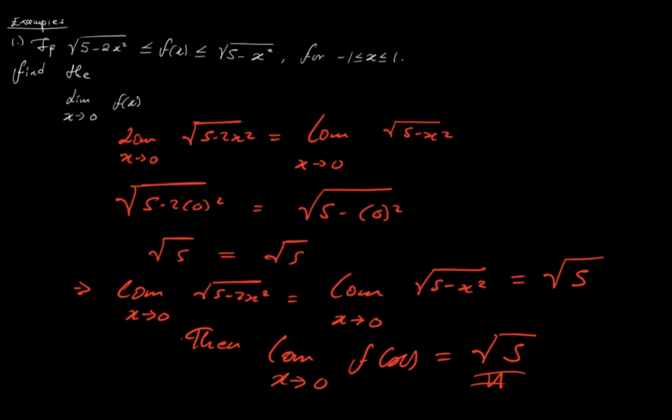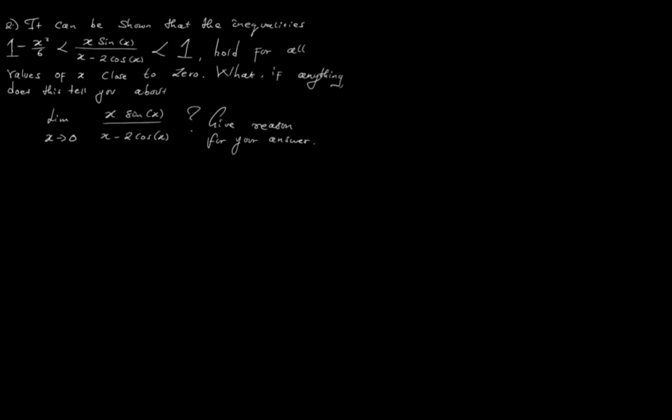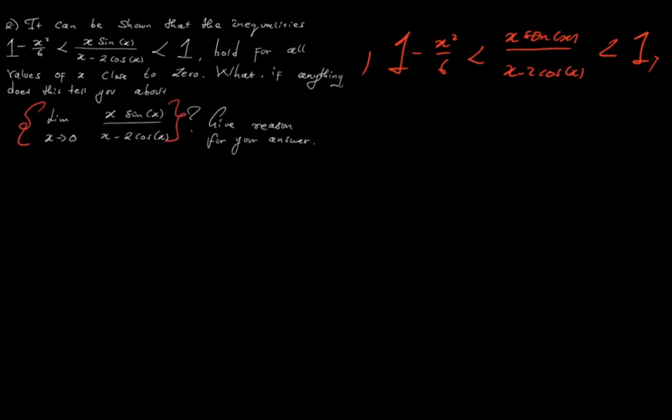Let's look at the last example. So it can be shown that the inequalities are given in such a manner. The inequality is given as 1 minus x squared over 6 being less than x sine x over x minus 2 cos x, being less than 1. Now, it holds for all values of x close to 0. Now, what, if anything, does this tell you about the limit as x approaches 0 of the middle function, which is x sine x over x minus 2 cos x? And you have to give a reason for your answer.